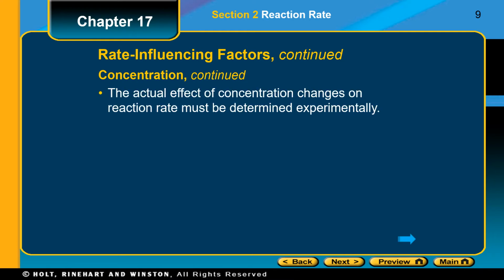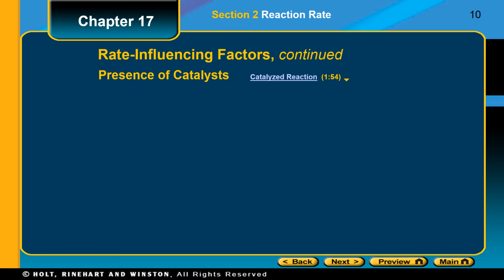So the actual effect of concentration changes on the reaction rate must be determined experimentally. In other words, there's nothing from the chemical formula and balanced equation that tells us the effect that increasing the concentration will have on it. So we have to determine that experimentally.